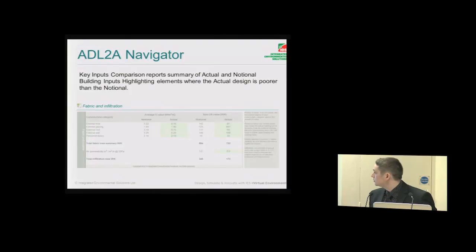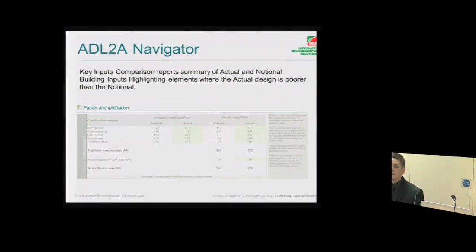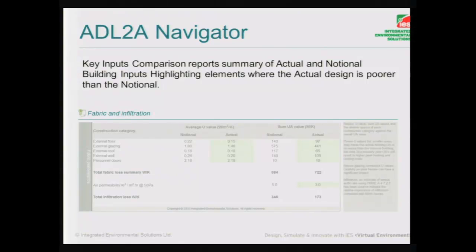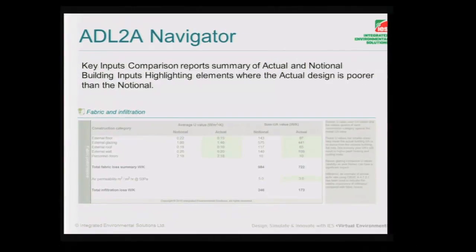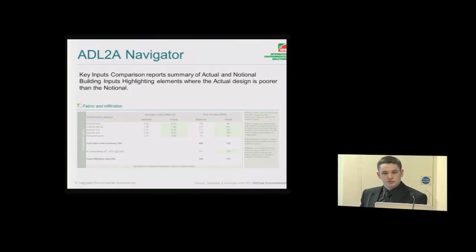Now, the model I've generated this from has been modelled based on the 2013 notional building standard. So all of my performance attributes are better in my actual building than in the notional building. But what we would see is that the report would automatically highlight any areas of performance where the notional building was better than your actual building. For example, if my roof insulation U value was poorer in my actual building, it would highlight that in red to make it recognisable to me that that's an area that I might want to focus on.